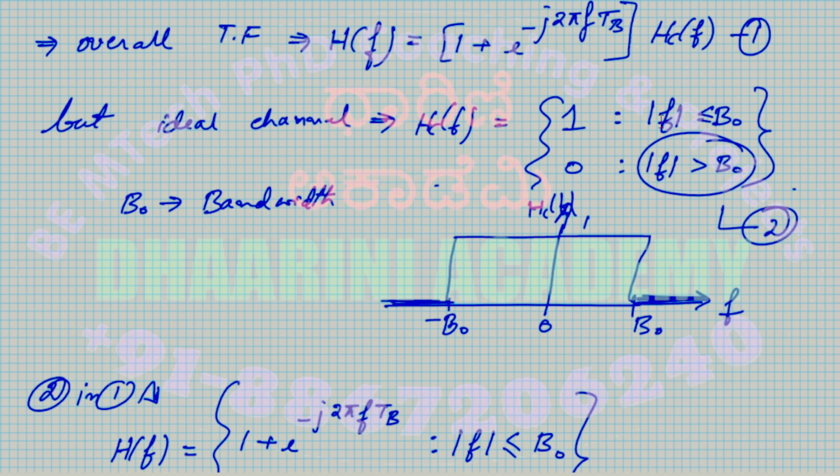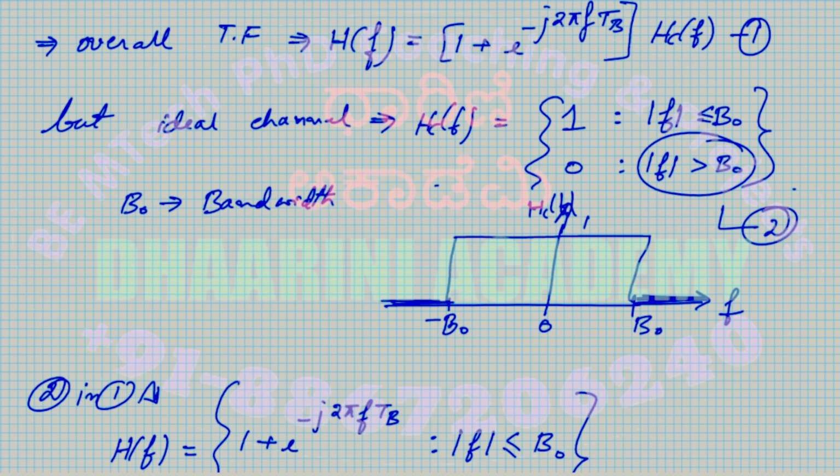So I can eliminate those two conditions into a single condition if I put a magnitude. Magnitude means remove the negative. Even if your frequency is between 0 and minus b naught, let's assume the frequency is somewhere here, whenever the frequency is over there, if you take a magnitude, it becomes a value which is between 0 and b naught.